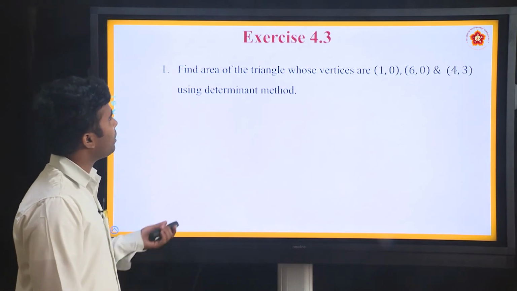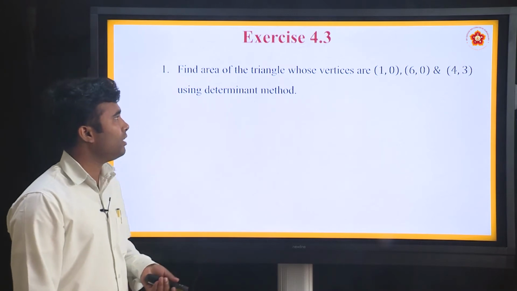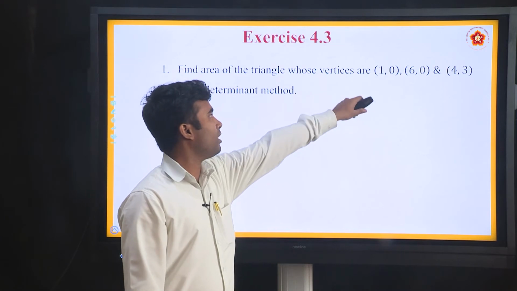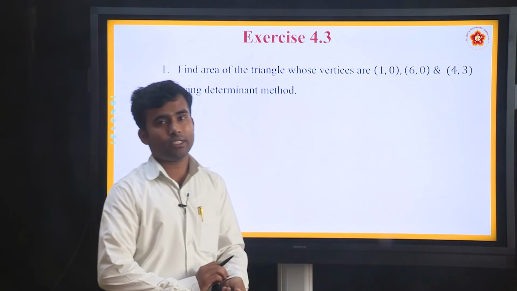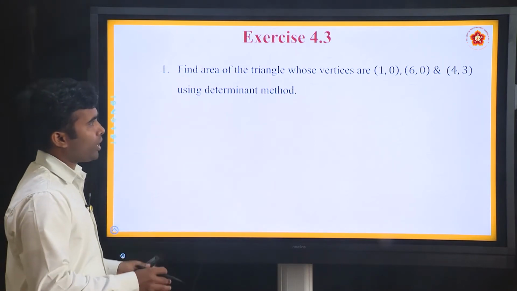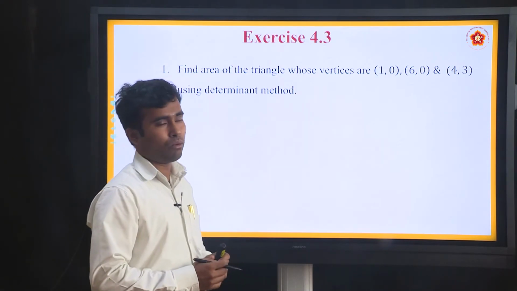Next we are getting to problems. Okay. So, here we are going to find area of a triangle for the given vertices. What are the vertices here? 1 0, 6 0 and 4 3. These are the vertices they have given, and we have to use the determinant method to find area of the triangle by using the given vertices.